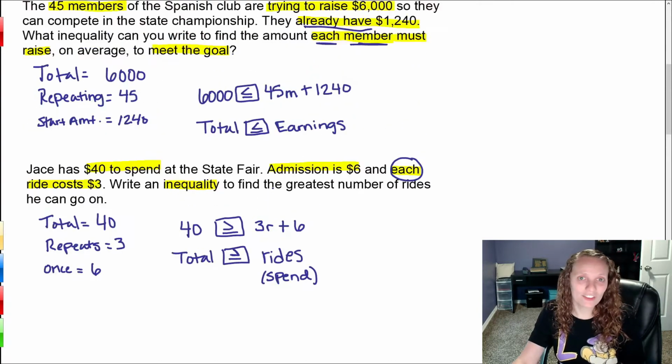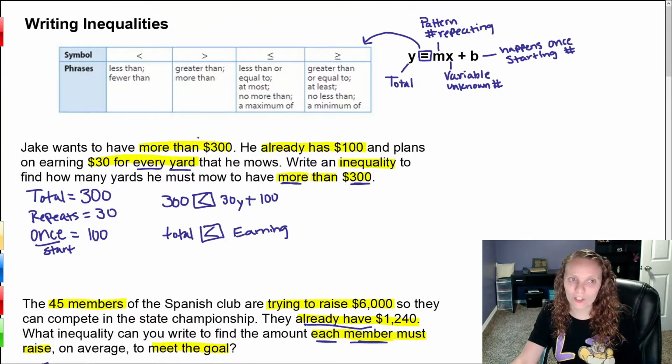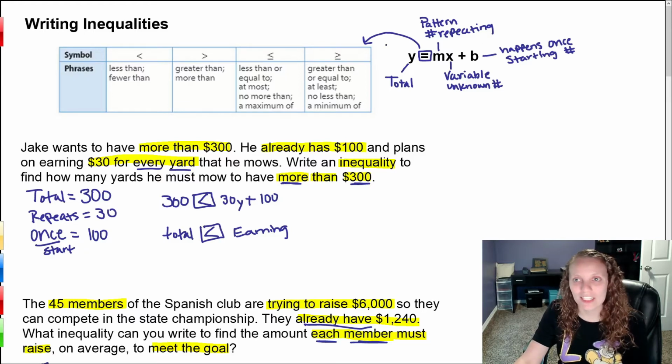Alright guys, we did a few examples together on how to write inequalities. Don't forget these keywords. In an inequality, we use less than, greater than, less than or equal to, or greater than or equal to. It's much like writing an equation like we learned before, except we're not using an equal sign.